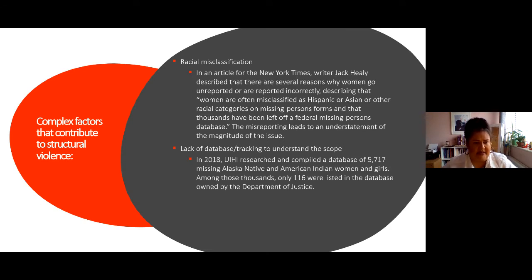Other complex factors that contribute are structural violence and racial misclassification. In an article from the New York Times, Jack Healy described several reasons why women go unreported. He describes that women are misclassified as Hispanic or Asian or other racial categories on missing persons forms, and so thousands have been left off the federal missing persons database. This misreporting leads to an underestimation of the magnitude of this issue. There's a lack of database and tracking to understand the scope.